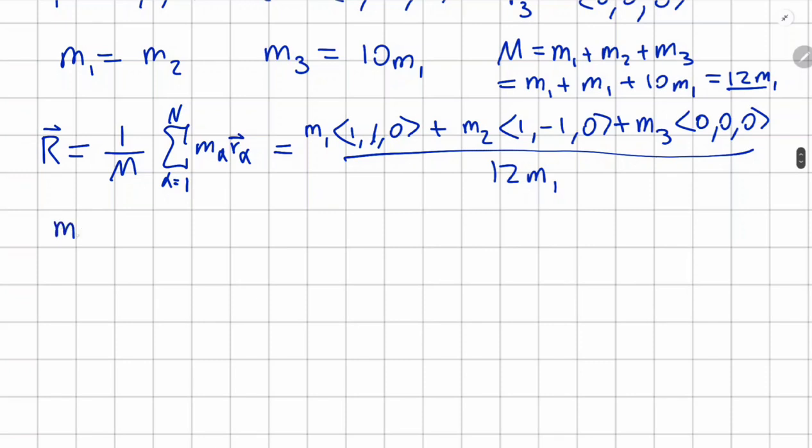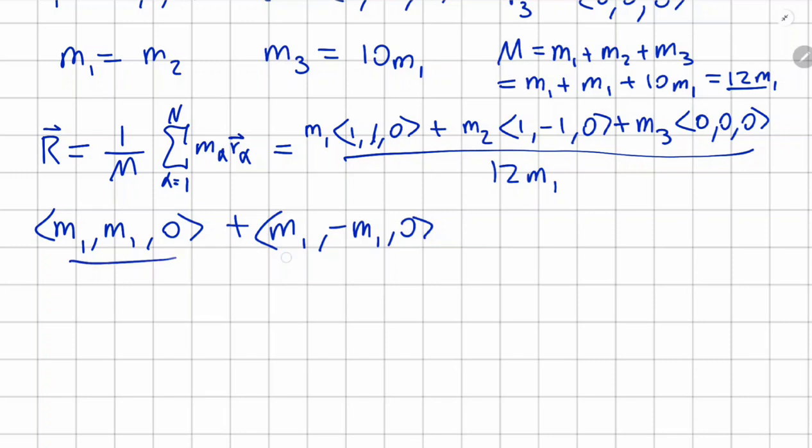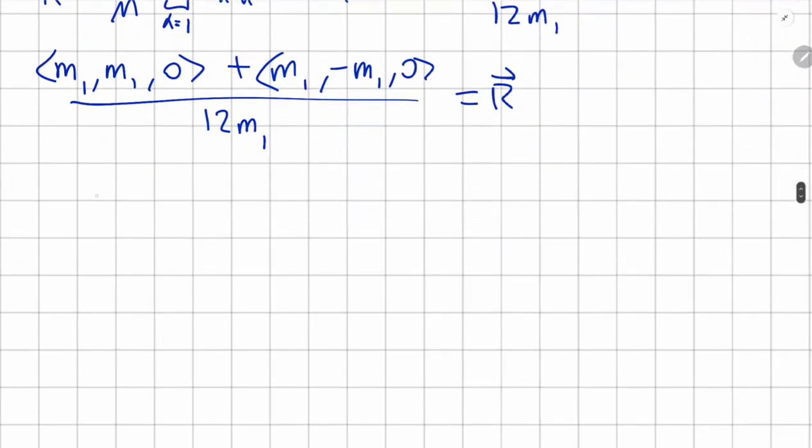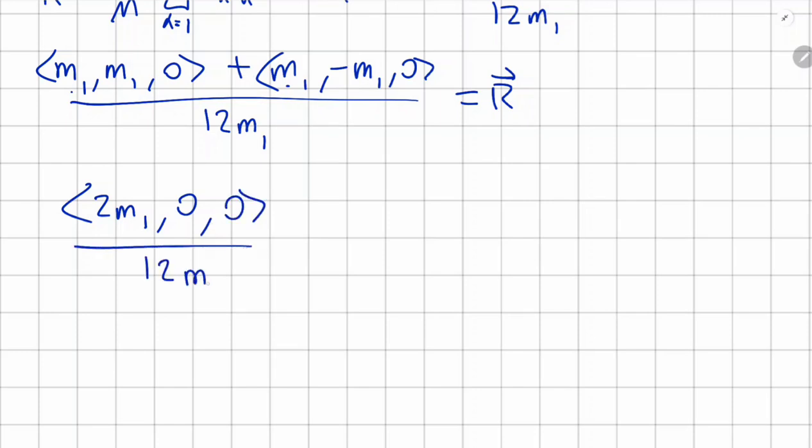Now, multiplying out, we're going to end up with M1, 0, plus, we know that M2 is equal to M1, so we can go ahead and put M1 in there. It's going to be a negative M1, 0, and then that 0 vector is just going to go to 0. All of this divided by 12M1 is going to give us that center of mass location. So adding these vectors together, we're going to have M1 plus M1. That is going to equal 2M1. M1 minus M1 gives us 0, 0. All of that divided by 12M1 is going to equal the vector of 1/6, those M1s will cancel, 0 and 0. And that is our center of mass vector.